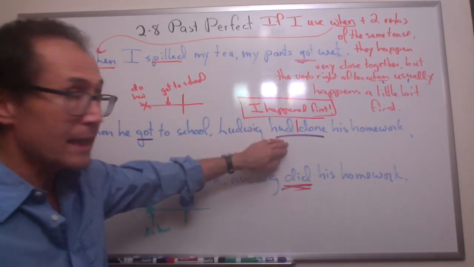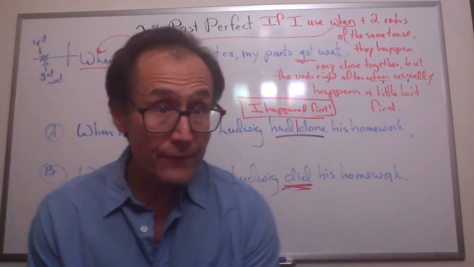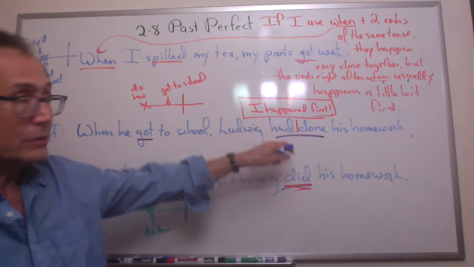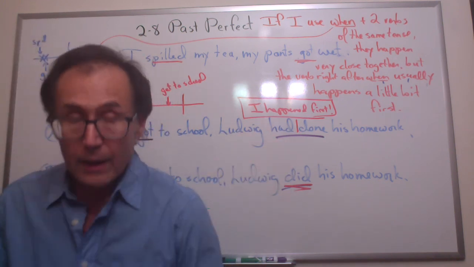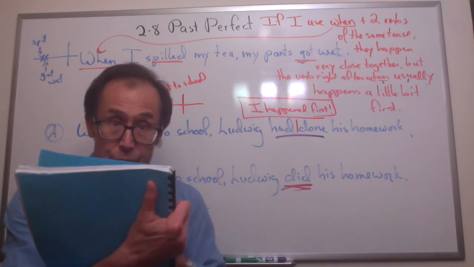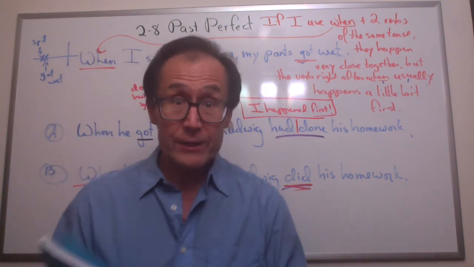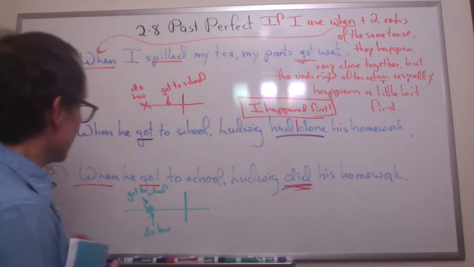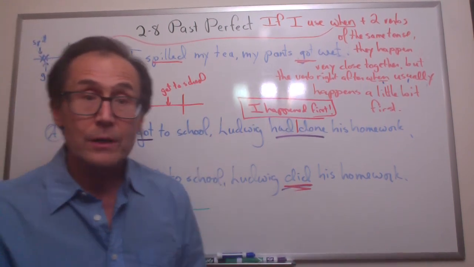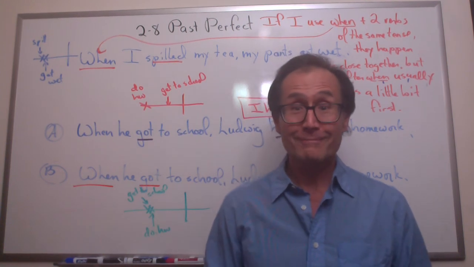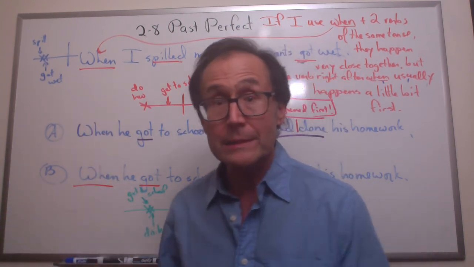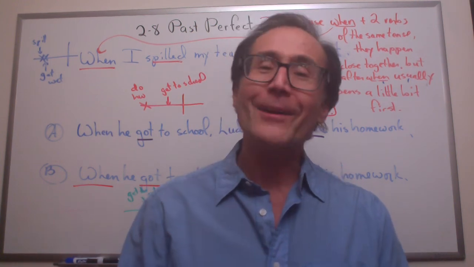In this sentence, when he got to school, Ludwig had done his homework. That means this happened first. So if I act out sentence A, when he got to school, Ludwig had done his homework. At home, probably, he does his homework, good. Finishes his homework, right? Finishes his homework first. Then he gets in his car, drives to school, comes in and sits down. And so he did his homework before he went to school. Okay, I hope that's clear.